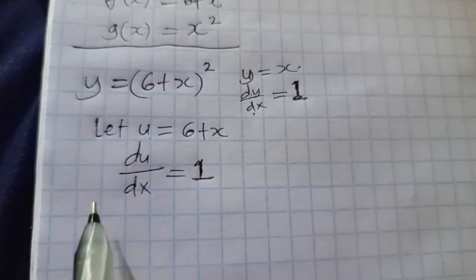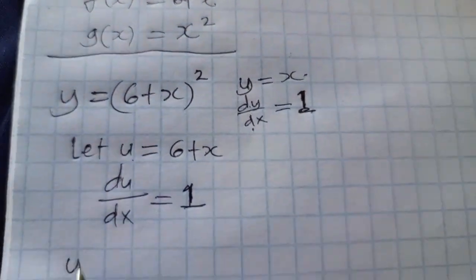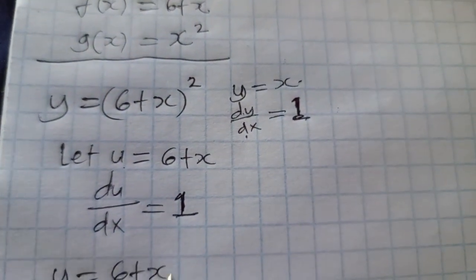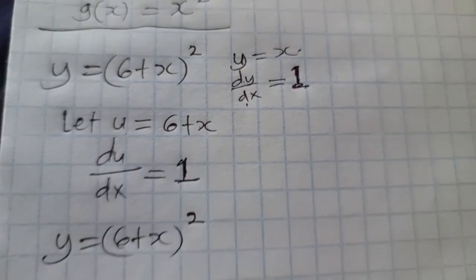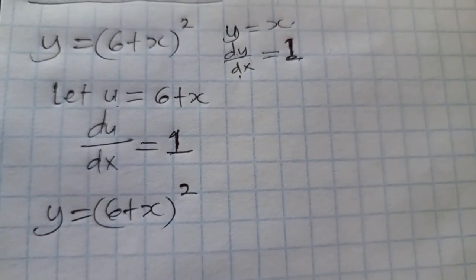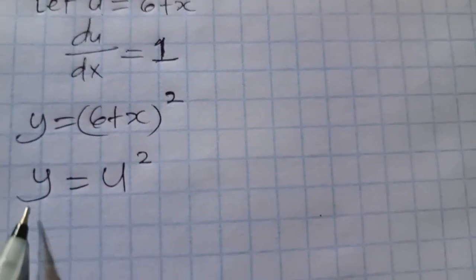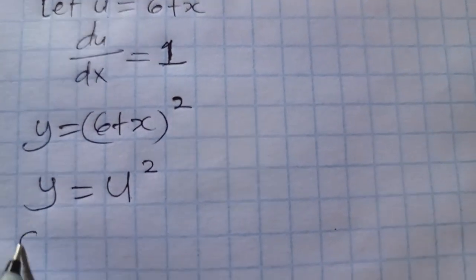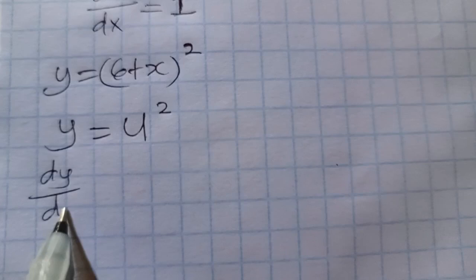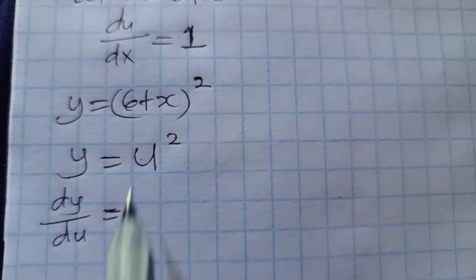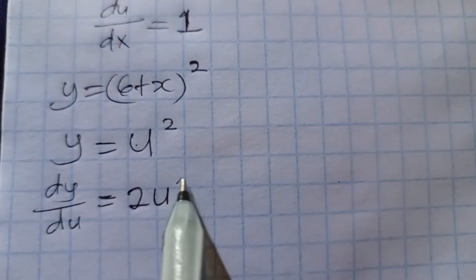Now, let's go to the original equation. It is here. y equals 6 plus x squared, right? But we said we let whatever is in the bracket be u. So we will have y equals u squared. We differentiate dy with respect to u. dy du equals 2u raised to 2 minus 1, which is 1.